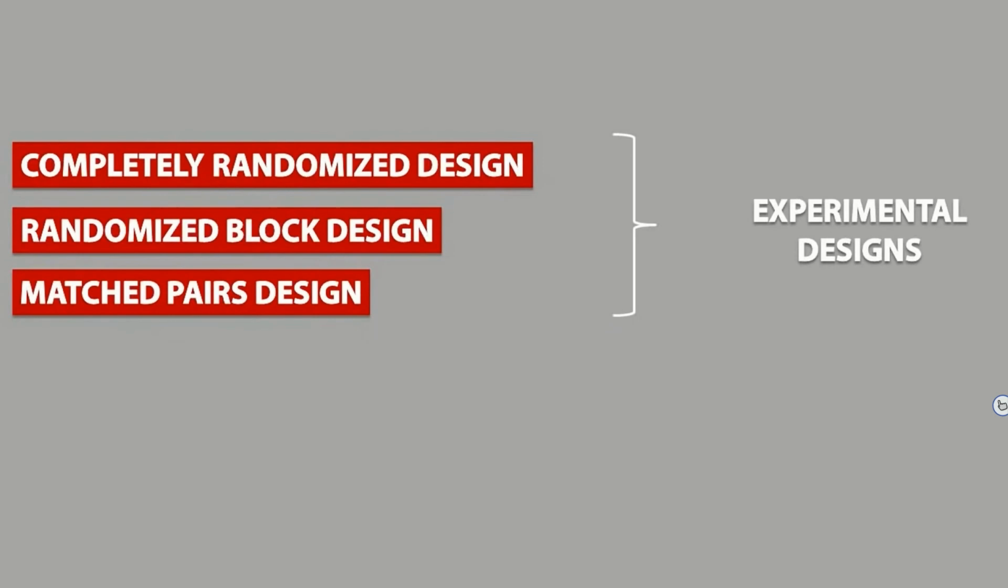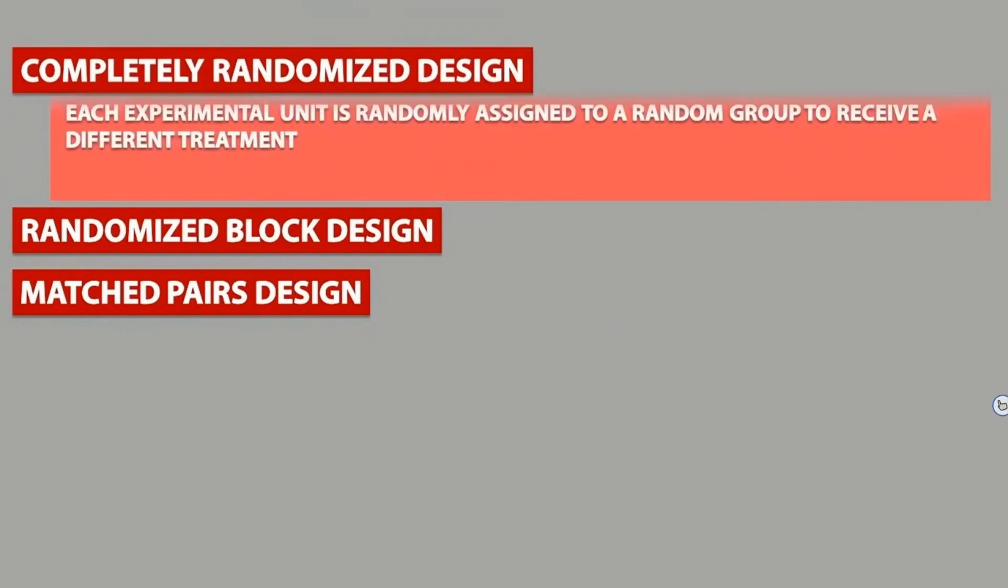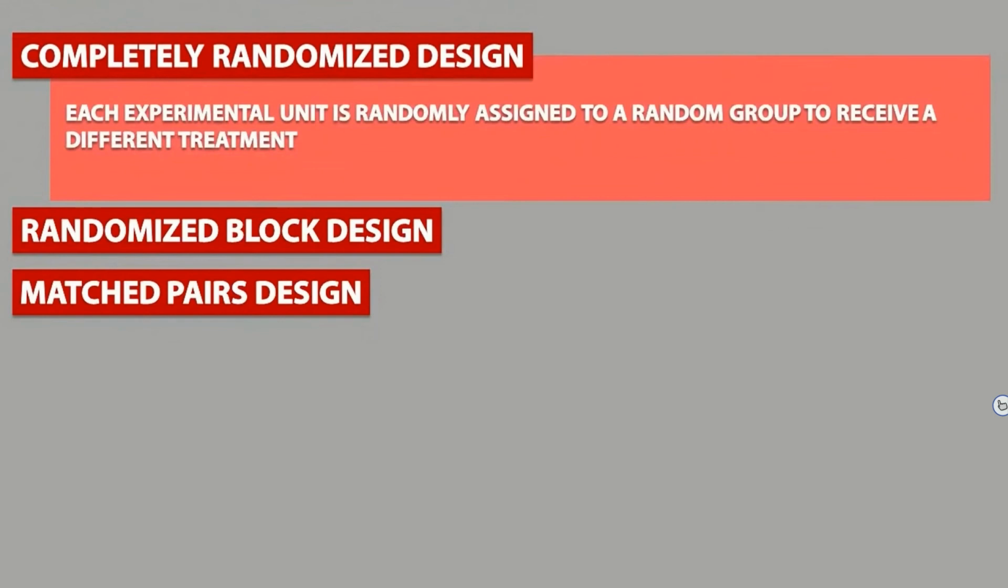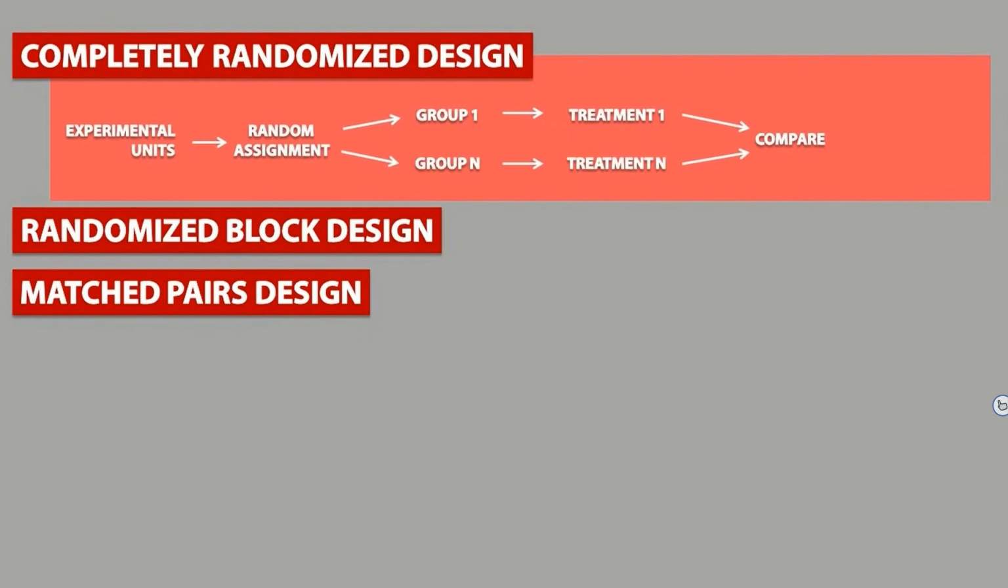These are the experimental designs we talked about. In a completely randomized design, each experimental unit is randomly assigned to a random group to receive a different treatment. This is what the diagram would look like. Group N, or treatment N, means you can have any number of groups or treatments.